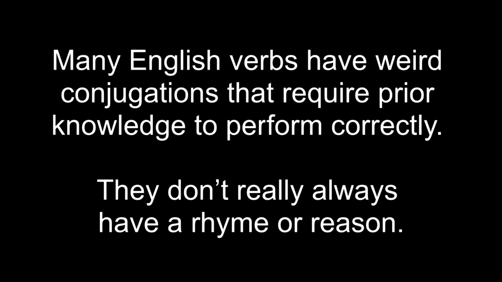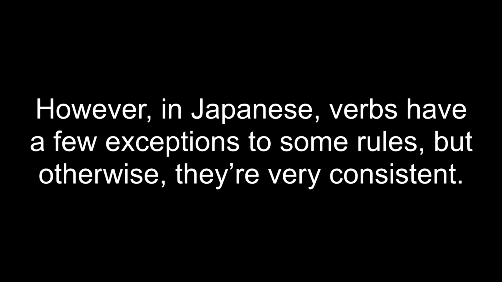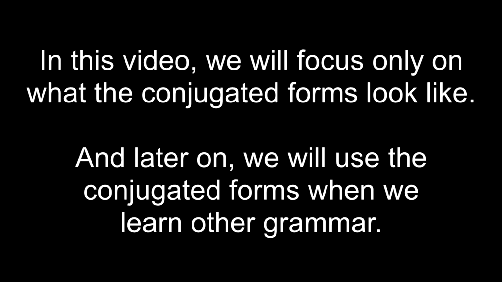Many English verbs have weird conjugations that require prior knowledge to perform correctly. They don't really always have a rhyme or reason. However, in Japanese, verbs have a few exceptions to some rules, but otherwise they're very consistent. In this video, we will focus only on what the conjugated forms look like, and later on, we will use the conjugated forms when we learn other grammar.